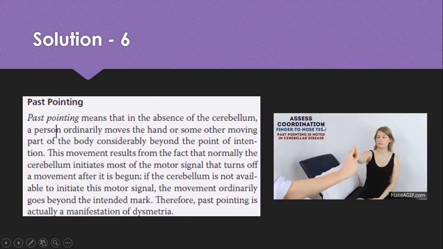So in this GIF, you can see the patient is clearly doing it properly. She's not past pointing. But when it is our patient, which we discussed in the scenario, the patient will not be able to do this properly. She'll go beyond the finger of the physician.